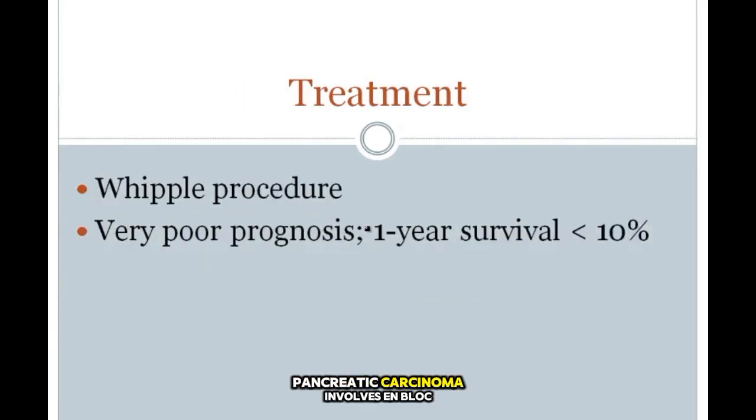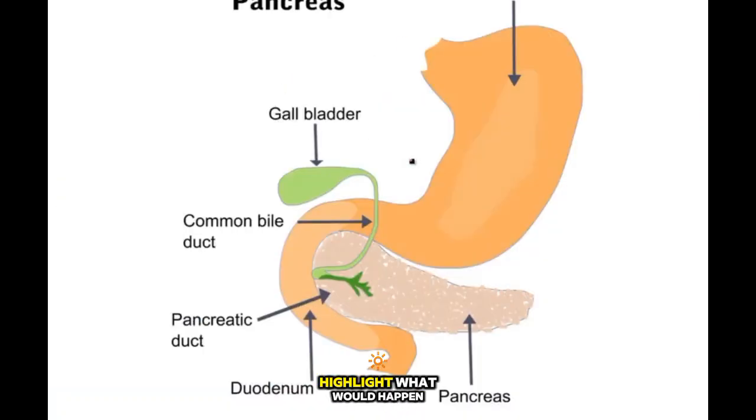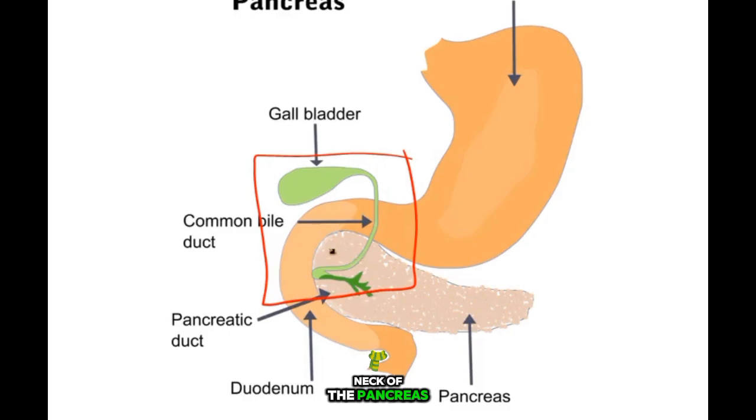Treatment of pancreatic carcinoma involves en bloc removal of the head and neck of the pancreas, the proximal duodenum, and the gallbladder. So we can use our image here to highlight what would happen. Again, you would be removing the head and neck of the pancreas, the duodenum, and the gallbladder, and that's called the Whipple procedure. Now, it's important to note, however, that pancreatic carcinoma has a very poor prognosis, and in fact, the 1-year survival is less than 10%. That concludes our section on pancreas.